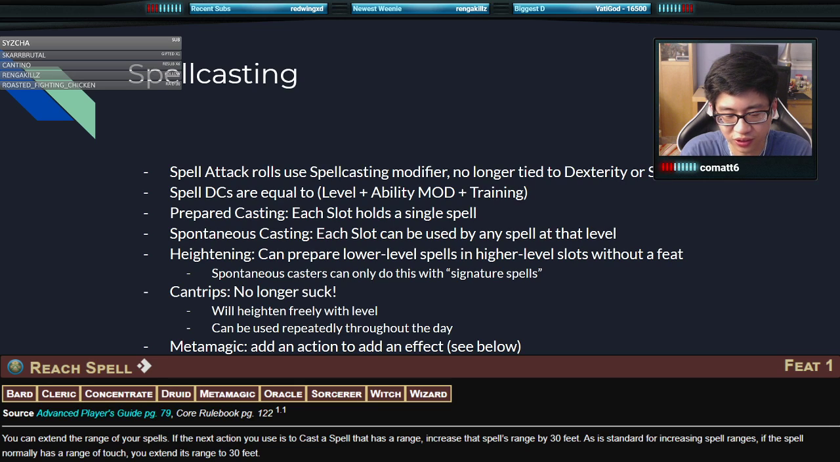Basically, starting at 3rd level, they designate 1 spell per spell level as their signature spell, and those signature spells can be heightened freely. In addition to this, cantrips are freely heightened all the time. So cantrips start off as effectively 0th level spells, but say if you hit 3rd level, and let's take Electric Arc here, it would heighten to that level.